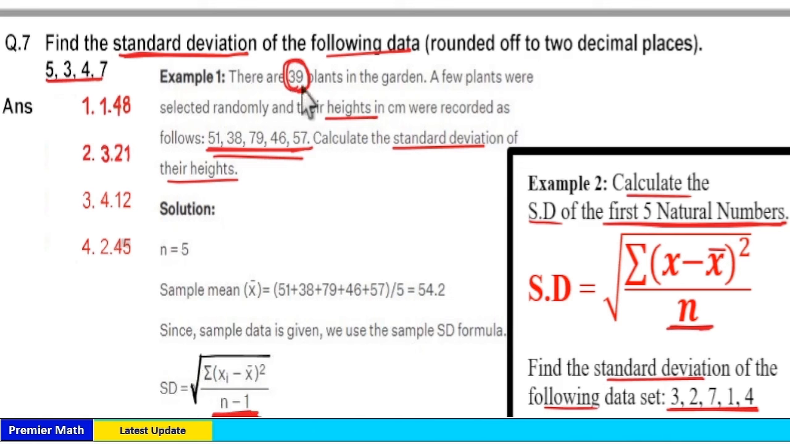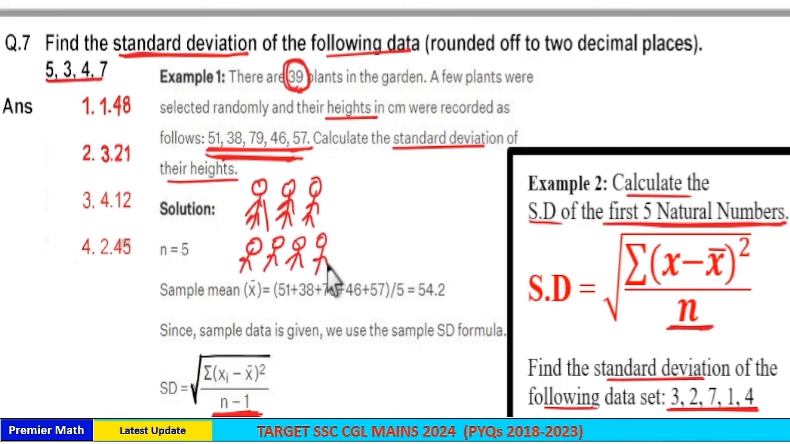If you have heights of all 39 plants, you can use n in the denominator. But here you only have heights of 5 plants out of this 39. So you should use n minus 1 in the denominator. Now the second example is, consider you are calculating the standard deviation of the entire population. If you have data of this entire population, then you can use n in the denominator.